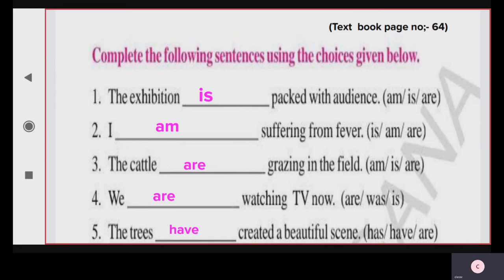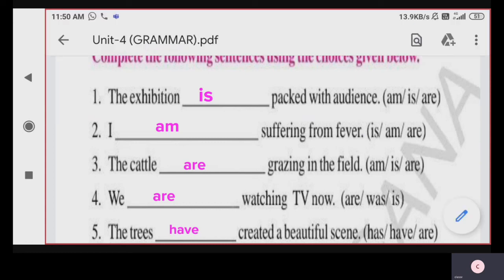Second one, I dash suffering from fever. Is, am or are. Always we have to use am after the pronoun I. I am suffering from fever.